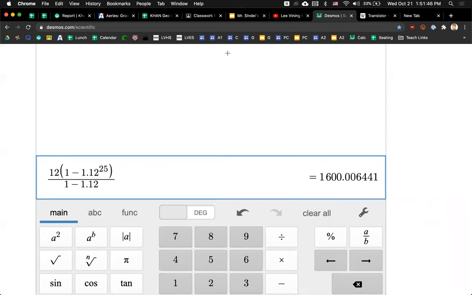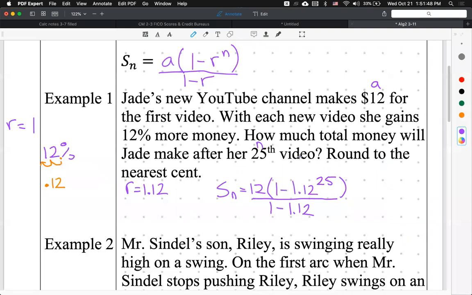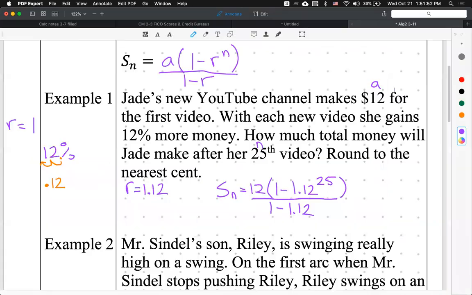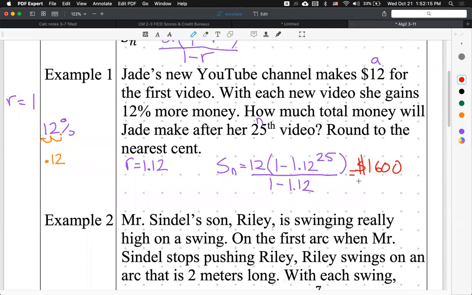What are we rounding to? Round to the nearest cent. Oh, it's exactly $1,600. You're rich. You can buy a decent computer with that. Isn't your computer like 1,300? No, the one that he just built. Oh, but you got a new graphics card, so that's probably not right. I didn't calculate that in.